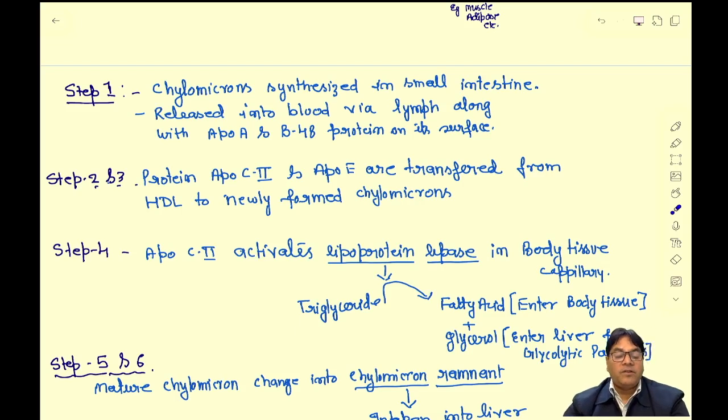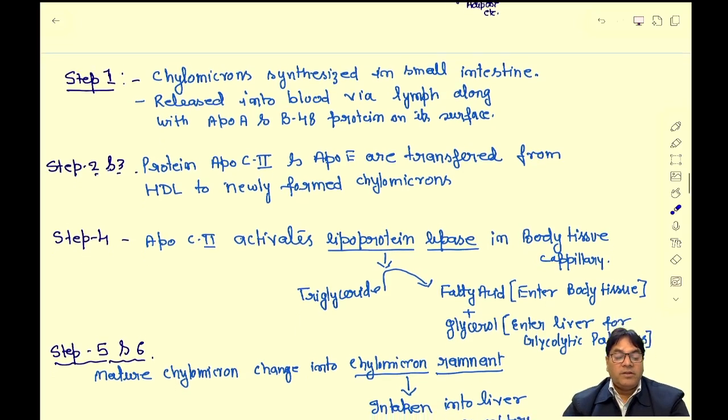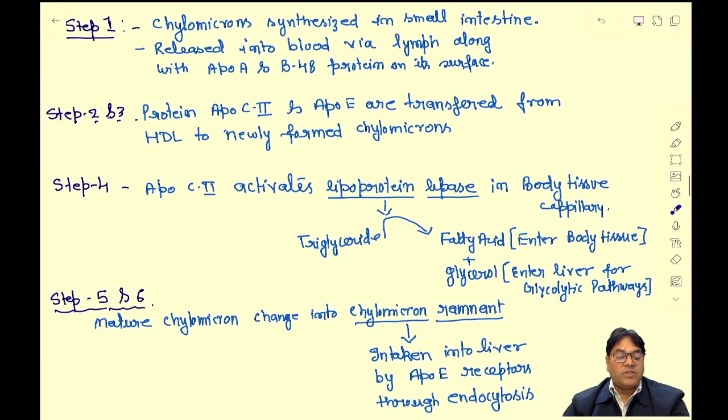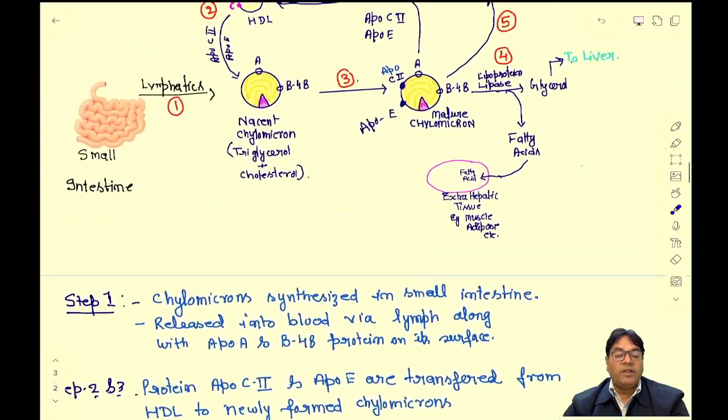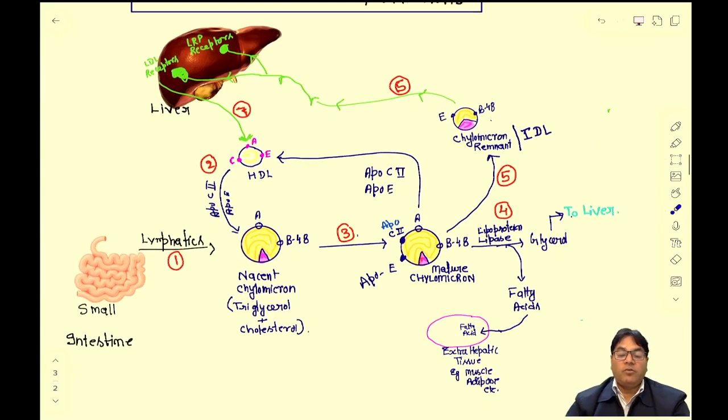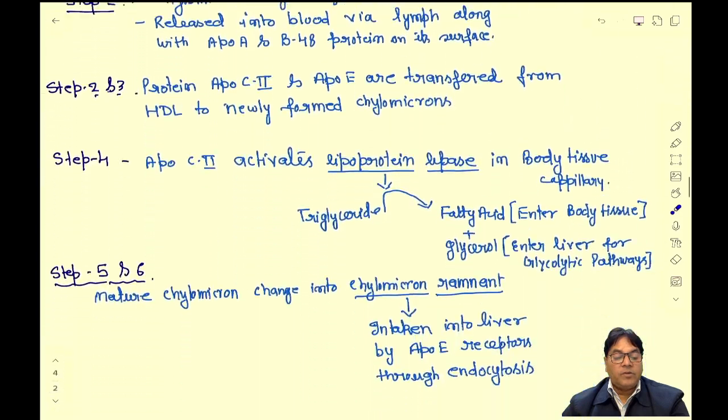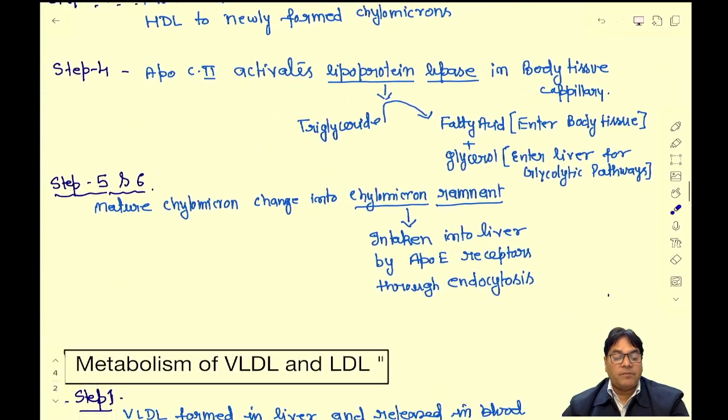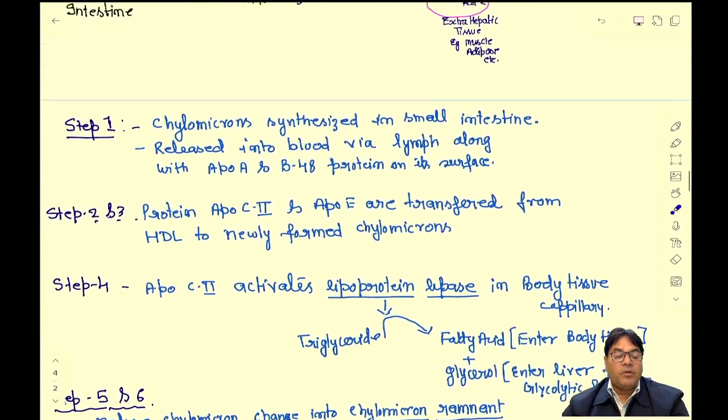I'm not going to read all this. If you read all these steps, it will correlate with the flow chart. All right. So there are 5 or 6 steps I have mentioned here. So this is all about the metabolism of chylomicrons.